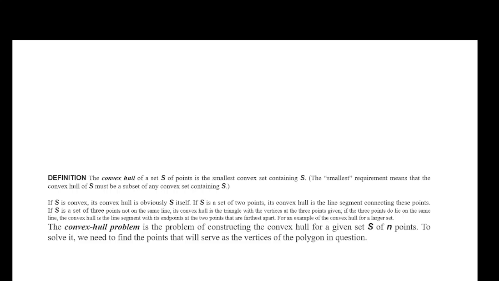So if I have 2 points, then the line segment. If I have 3 points, then the triangle is the convex hull. If I have 4 points, then I should see if a convex hull is possible or not possible. And we are going to see that using a program.